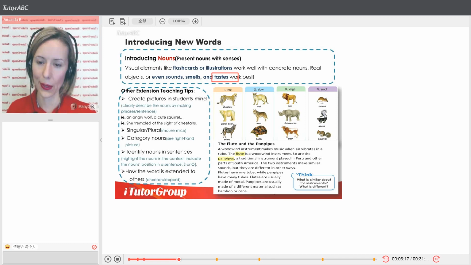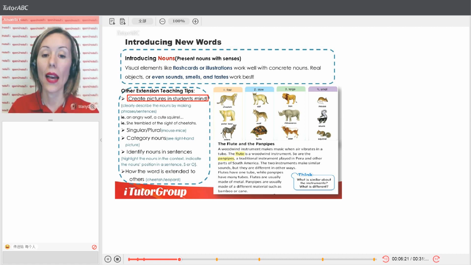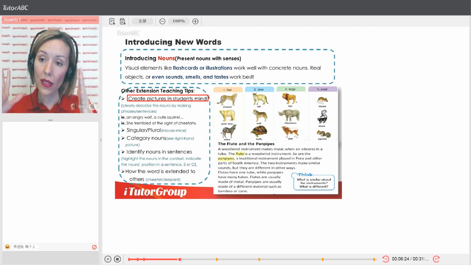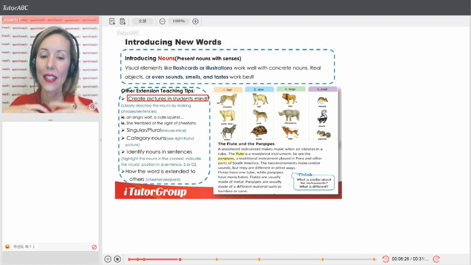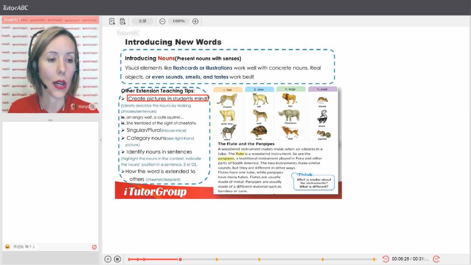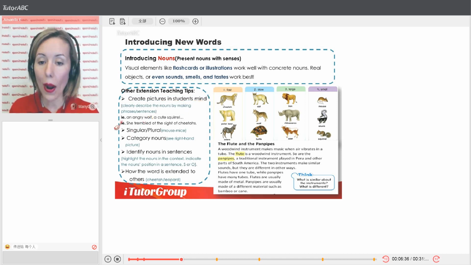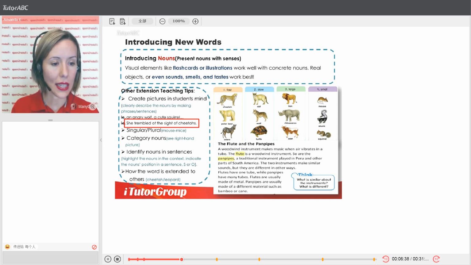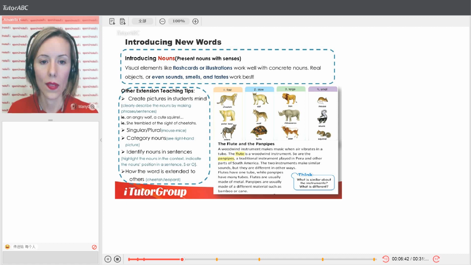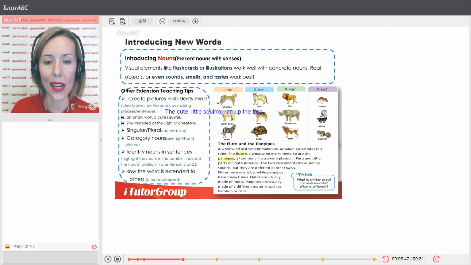Well, there's lots of different things we can do. We can create pictures in a student's mind by making a sentence with the noun, but using that sentence to kind of explain what the word is. So, for example, we might have a cute squirrel. She trembled at the sight of the cheetahs. I might go further. I might say something like, the cute little squirrel ran up the tree.